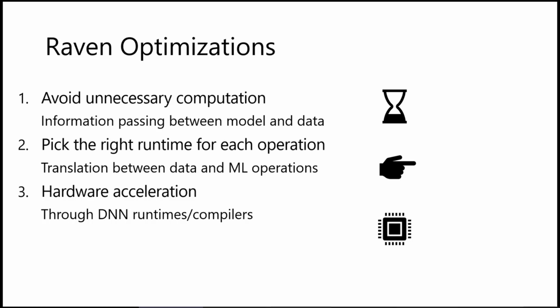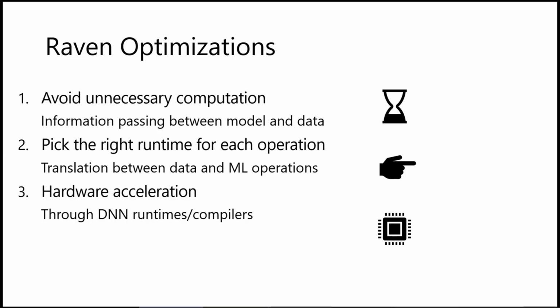Raven comes up with a few classes of optimization centered around these ideas. One is avoiding unnecessary computation. If we know how the data is being filtered, for example, we know what parts of the data are being left out and not being passed to the model. Intuitively, we can use that information to make the model more nimble. We can do things like reduce the size of the model if we know we're not sending all the data to it. It's only using a portion of the data. And that generally leads to better performance.